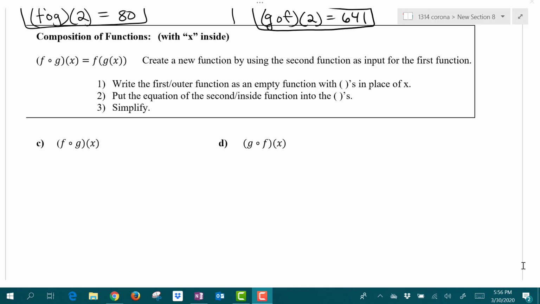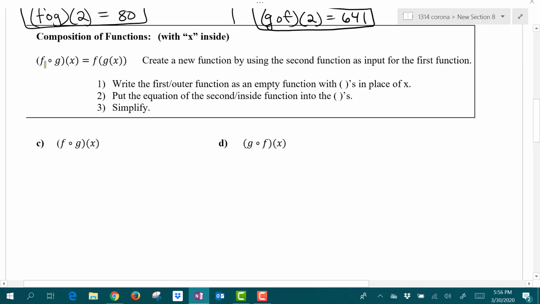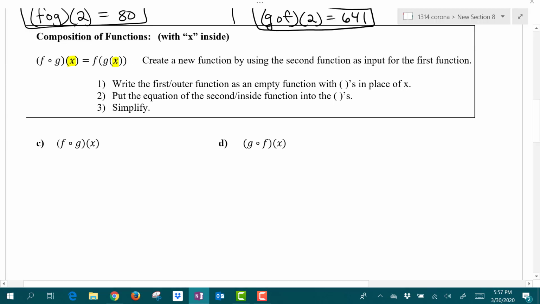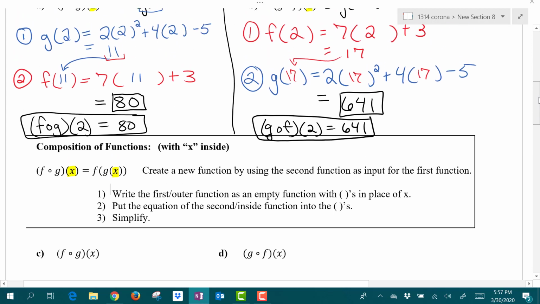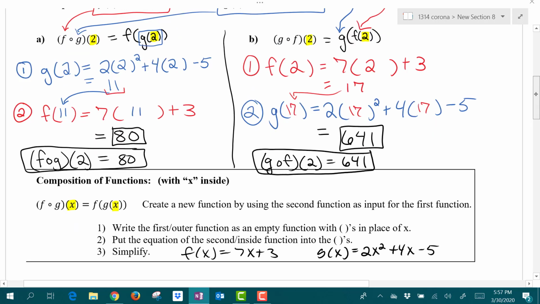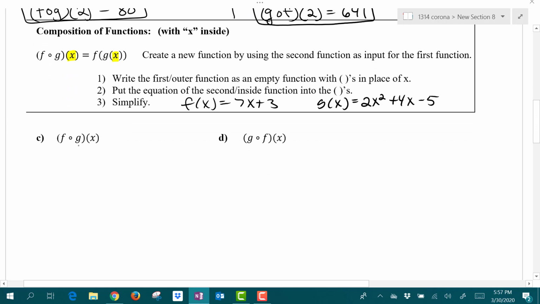Alright, now we're going to look at composition when we have an x inside instead of a number. So what if you're doing a composition and you don't have a number here, but you have just plain old x? So what happens then? Alright, let's go back up and look at what the functions were here and copy them down. What do we have? We have f of x equals 7x plus 3. And then we had g of x equals 2x squared plus 4x minus 5. Alright, so those are the two functions that were given. And we're asked to find f composed with g of x.